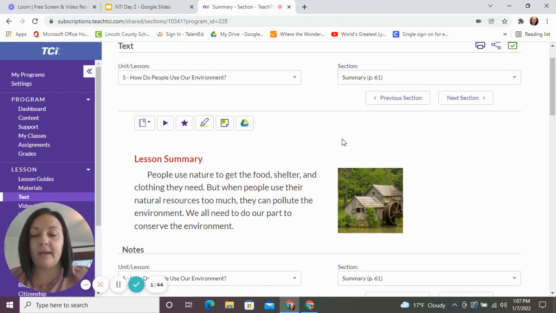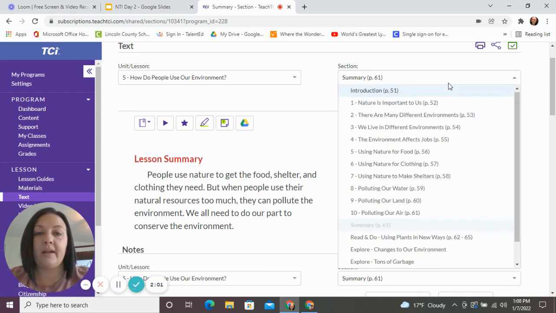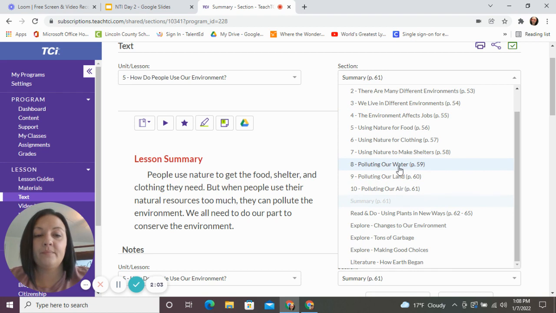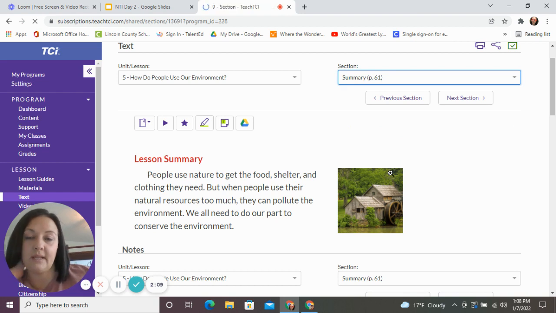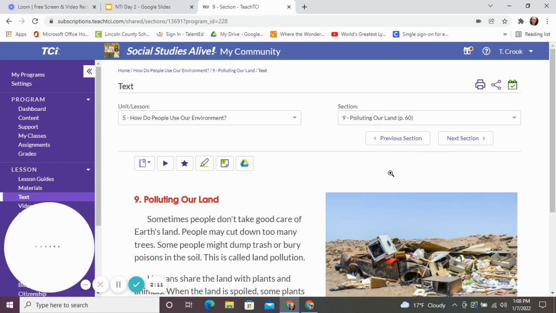Let's review our TCI lesson. People use nature to get food, shelter, and clothing they need. But when people use their natural resources too much, they can pollute the environment. We all need to do our part to conserve the environment. We already went over polluting our water, so let's look at polluting our land.